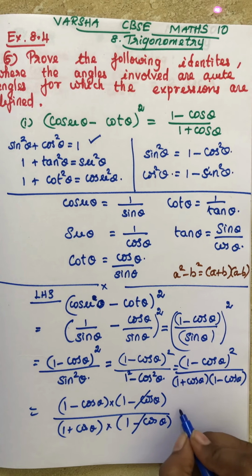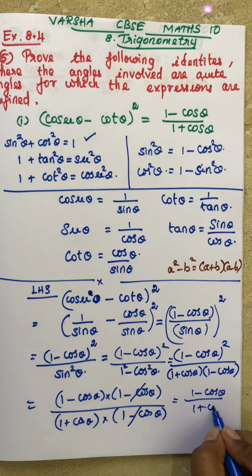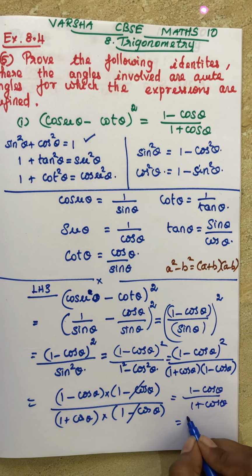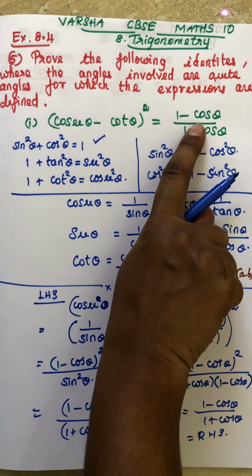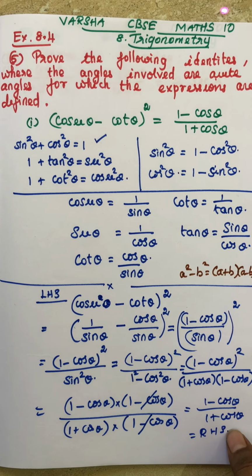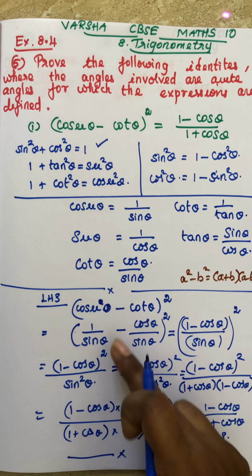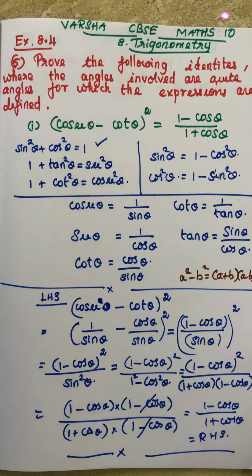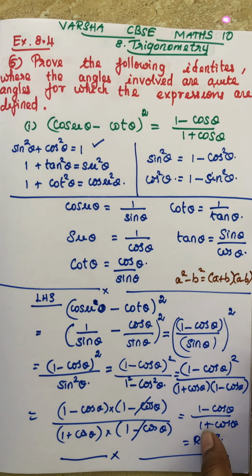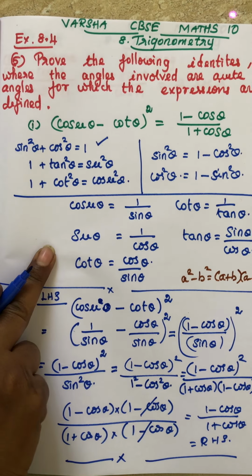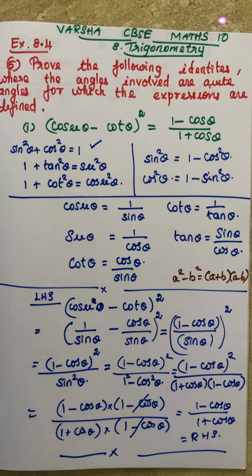So now what is your answer? 1 minus cos by 1 plus cos. Have you got your right hand side? Yes, so we got the answer, 1 minus cos by 1 plus cos, simply in 1, 2, 3 steps. Do you understand, students? The sum is easy when you know the identities, the reciprocals and the algebraic expressions thoroughly. You can do the sum easily.